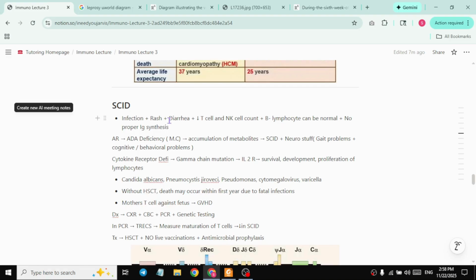Okay. So infection, then rash plus diarrhea. Okay. And then you look at the different cell counts. T cell is going to be low, natural killer is going to be low, B lymphocyte can be normal, can be low, right? But there might not be any IgG or immunoglobulin synthesis properly, right? So that's the typical presentation. You see infection, rash, and diarrhea, T and B cells being low or dysfunctioning, right?